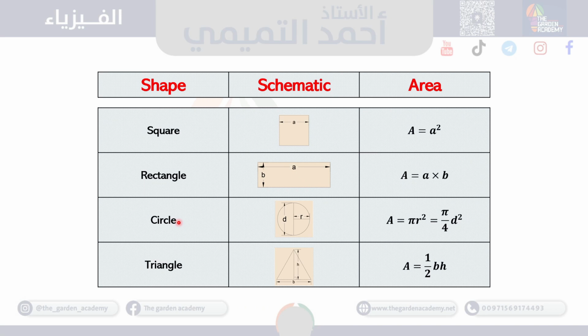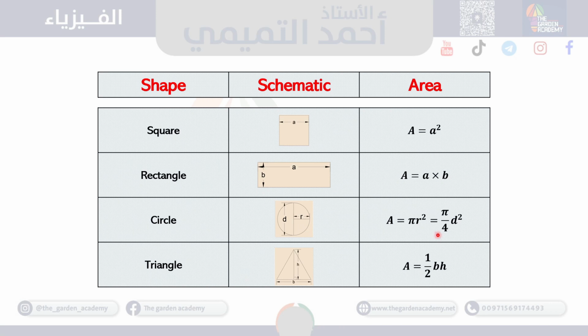A circle, we know that the radius of a circle is the distance between the center of the circle and the outer edge. This is called the radius. And the diameter is equal to 2 times the radius. How can we find the area of a circle? The area of a circle is equal to pi r square or pi over 4 d square. Both are equivalent to each other.